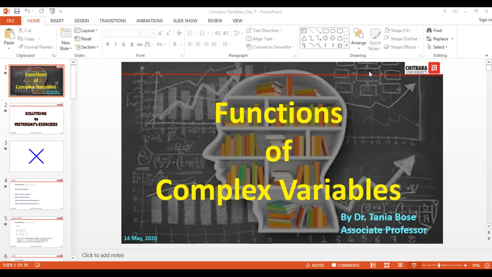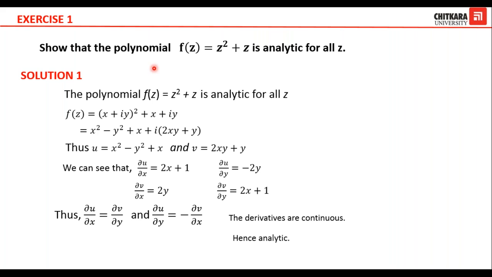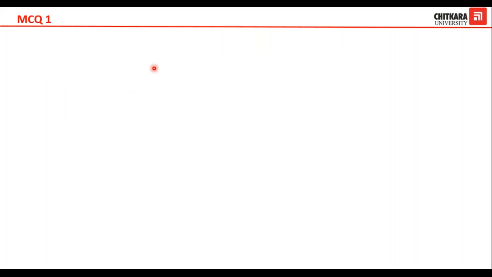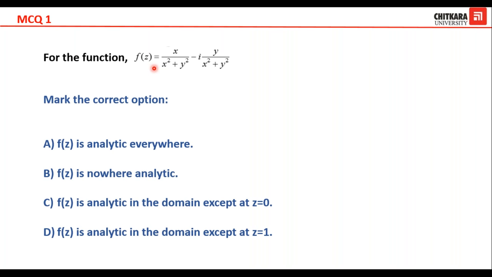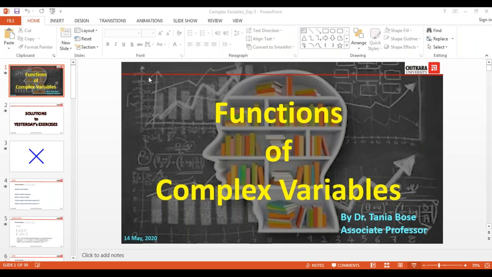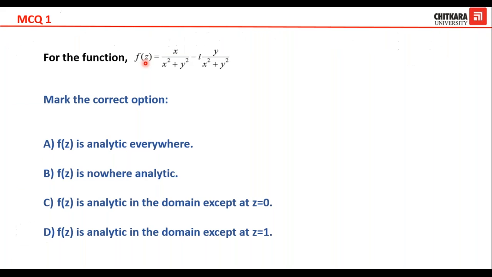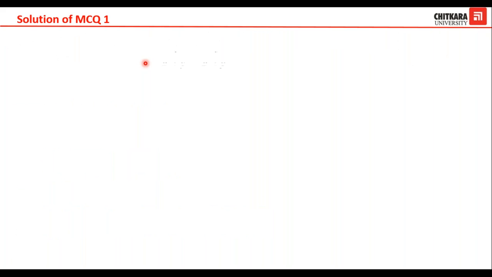We move on to the second question. The second question was an MCQ for the function f of z as x upon x squared plus y squared minus iota y upon x squared plus y squared. You have to mark the correct option out of these four. So let's see what the correct option for this is. Let us look at the solution.